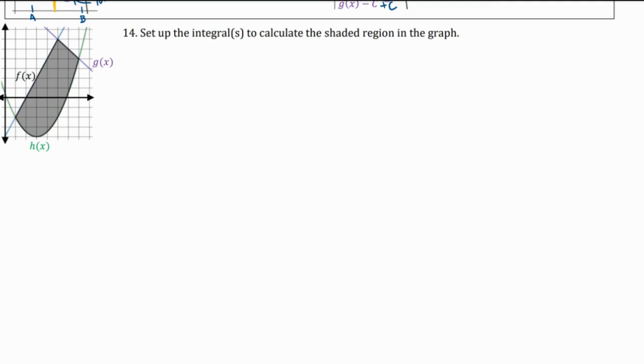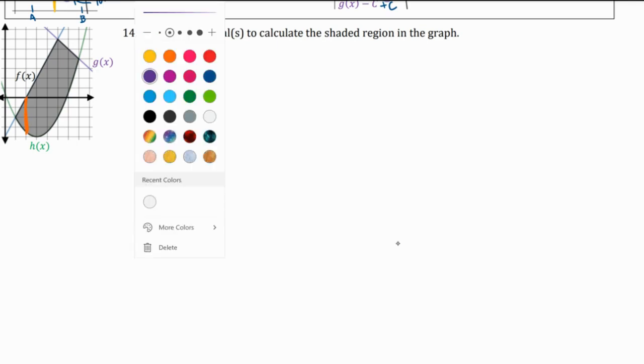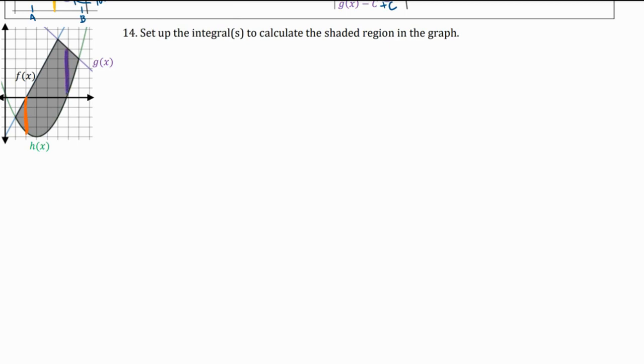And we are just setting up, we're not going to solve, we know how to solve integrals at this point. I am setting up the integral or integrals to solve for this shaded region between 3 different functions. So I'm going to draw my representative rectangle. I've got this one. This is between f of x and h of x. And then I'm going to draw another one over here, and you'll notice that this one is between g of x and h of x. So I have different representative rectangles. I've got representative rectangles over here that are between g and h, and I've got representative rectangles here that are between f and h. So I'm going to set up two different integrals, okay?